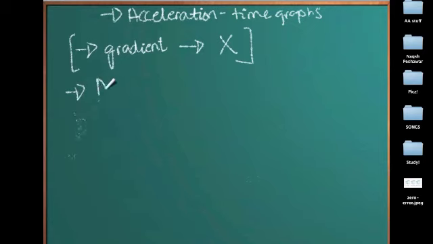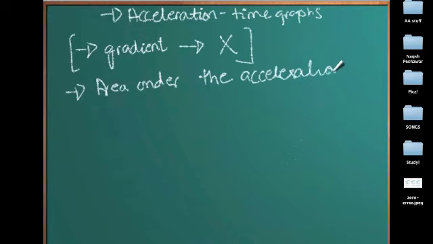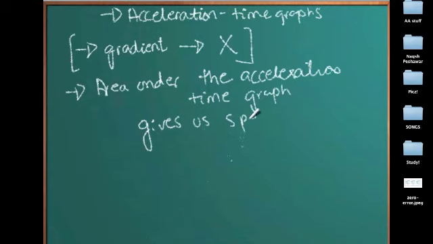However, the area under the acceleration time graph gives us speed, or better, velocity. This gives us the velocity.